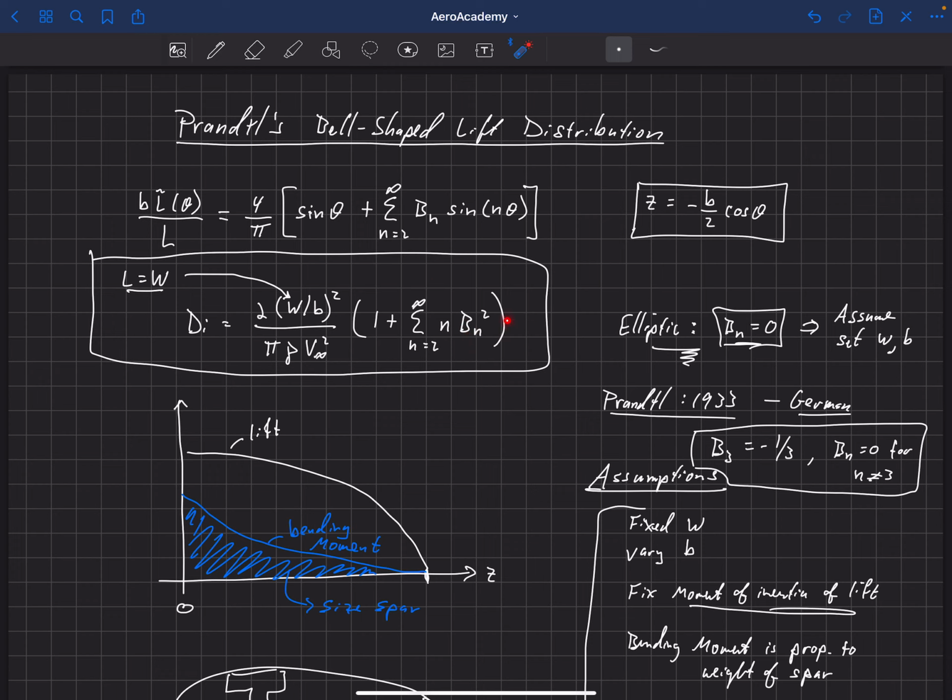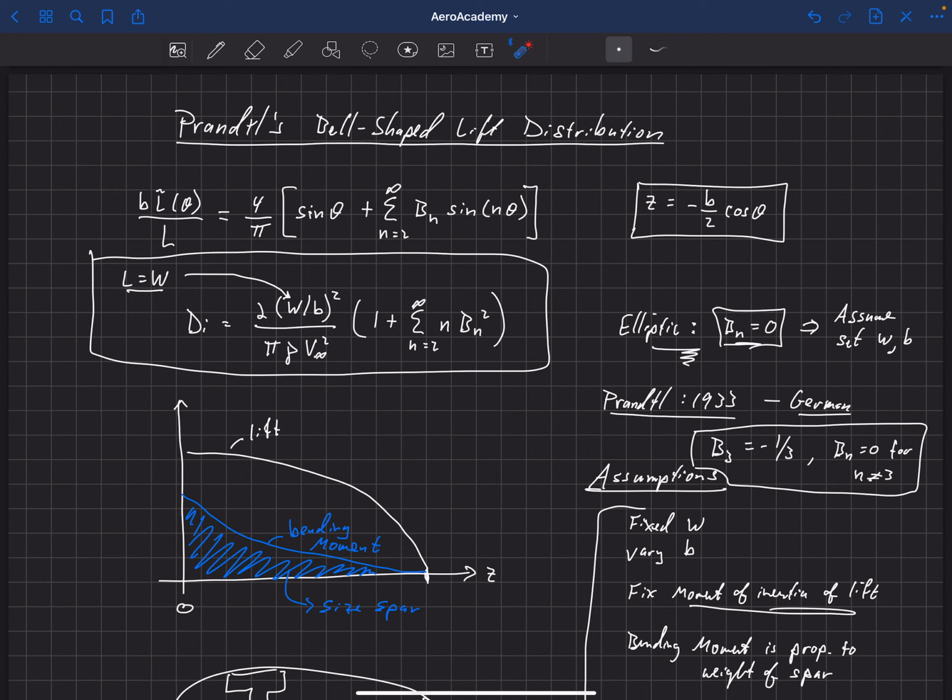So overall, the drag comes down by this 11.1%. Okay, so that's basically the fundamental development of Prandtl's bell-shaped lift distribution, and it's important to understand the limitations of this development. Although it's really quite a groundbreaking way to look at this.